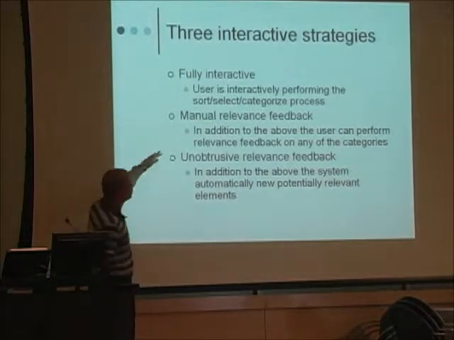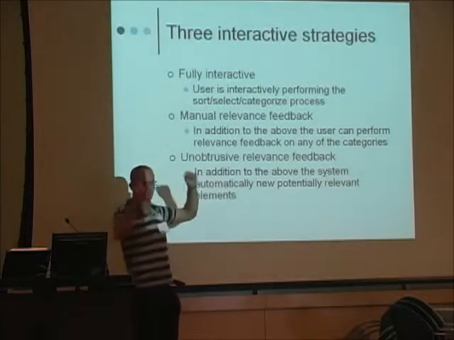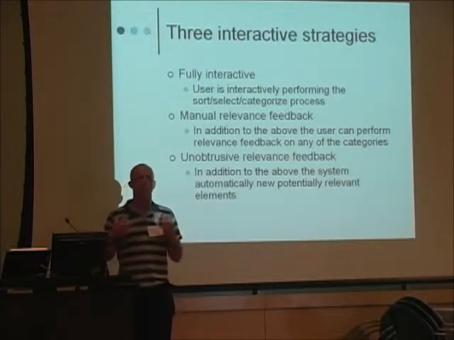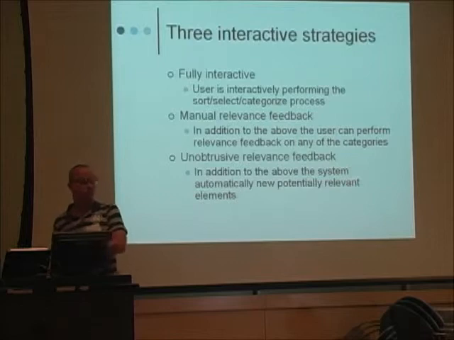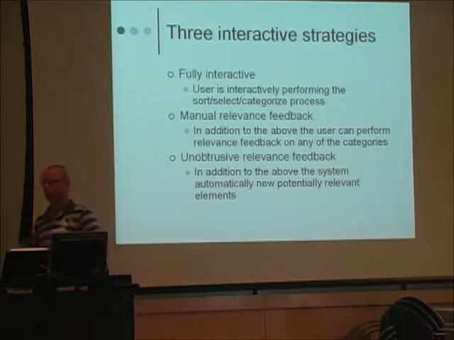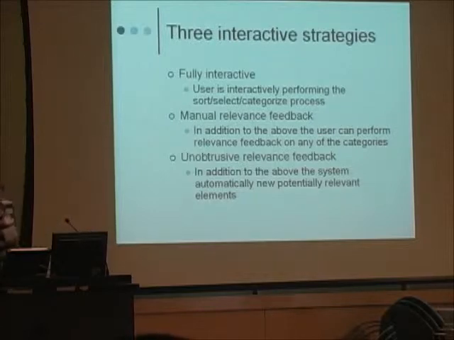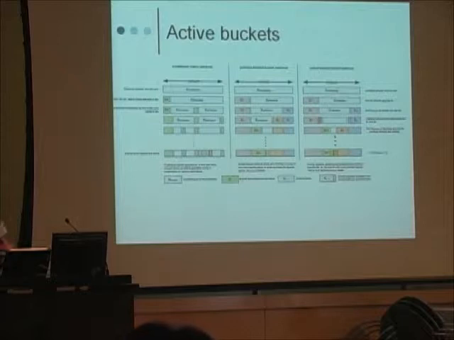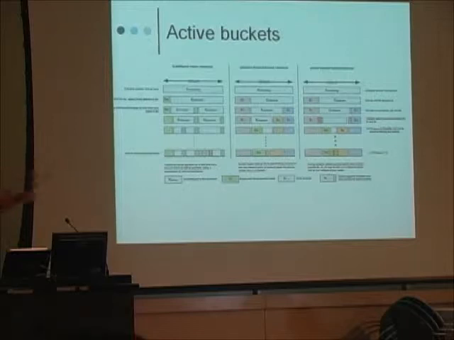And the final one is called unobtrusive relative feedback. You put everything in the buckets and then the system automatically tries to find information, basically without you knowing it. You don't have to do something for it, the system will do it. Those are the 3 strategies that we consider. So, what is the idea? Those are the 3 strategies, how they go if you start from the whole data set.